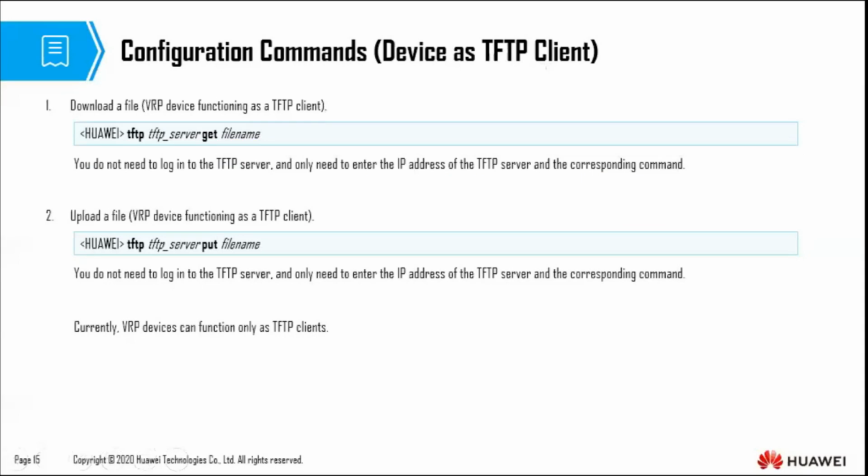Okay, so how to configure a TFTP client? TFTP, then the IP address of the TFTP server, and then get, then the location and name of the file you want to download. Otherwise, if you want to upload, TFTP, IP address of the server, then the keyword put, and the location and name where you want to upload that particular file.